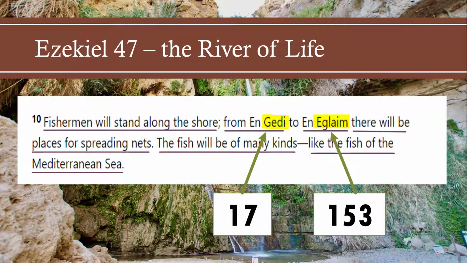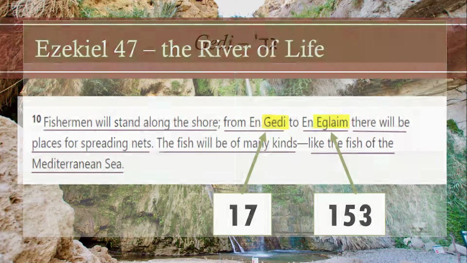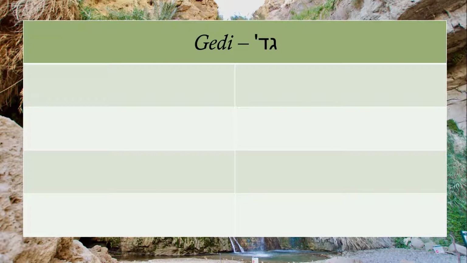Well, let me just show you, because that will help you understand the example. If we take the word Gedi, it's only 3 letters in Hebrew. So we have Gimel, that's like a G, Dalet, that's a D, and a Yod. I put the I because it's Gedi, but it's a Yod.